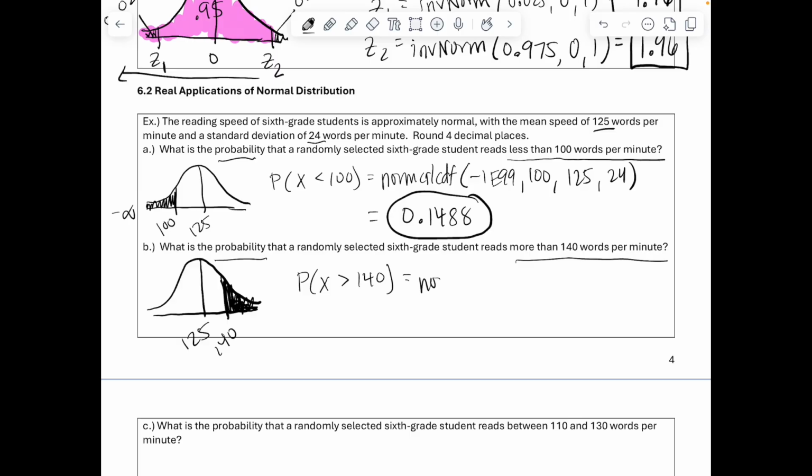And we're going to use normal CDF to calculate that probability or area. Our lower bound where the shading starts is at 140. It goes on forever to the right, which is infinity, which we call 1E99. The mean, which is 125, and the standard deviation, which is 24.